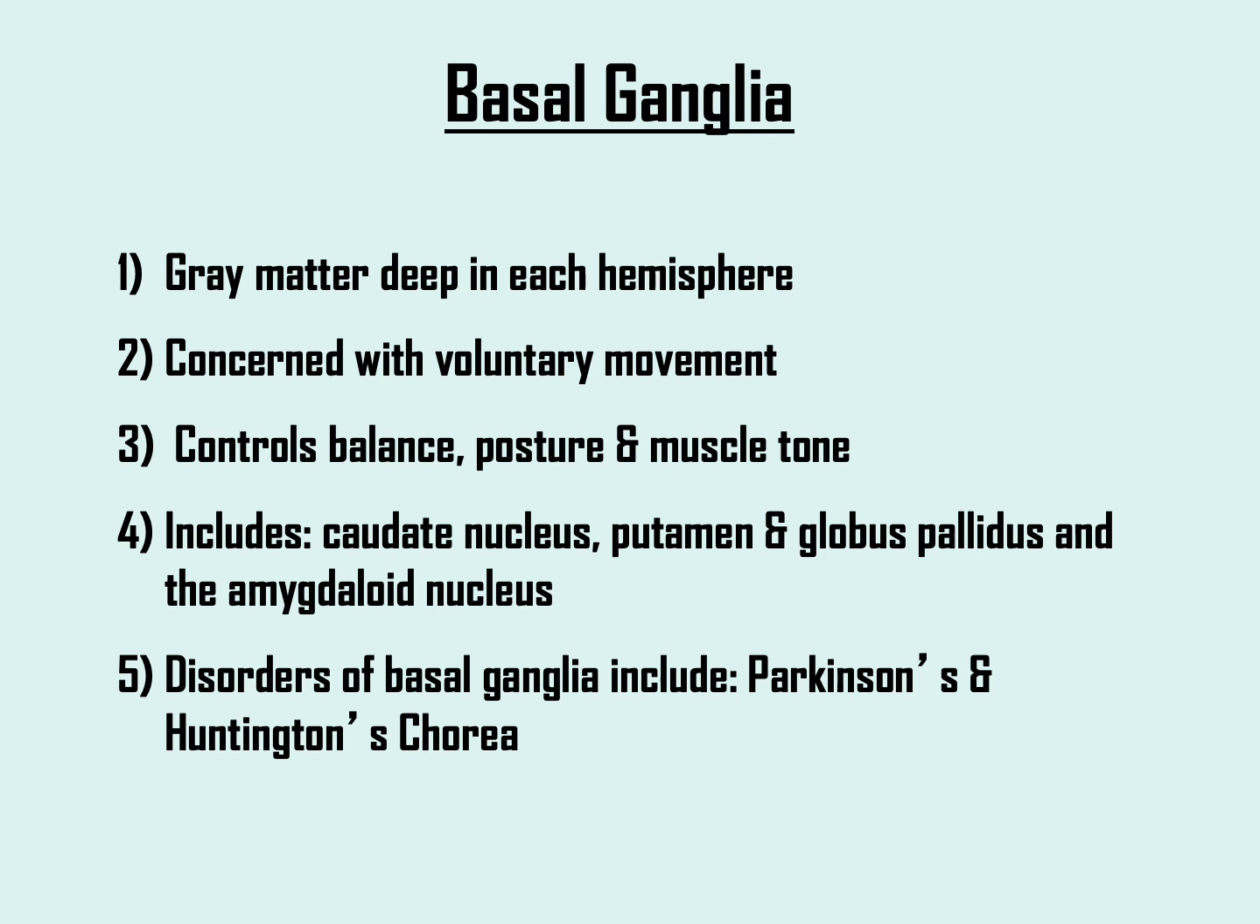Disorders of the basal ganglia include Parkinson's and Huntington's chorea. So both of those have symptoms that involve odd movements, the tremors in Parkinson's and the dance-like movements in Huntington's.